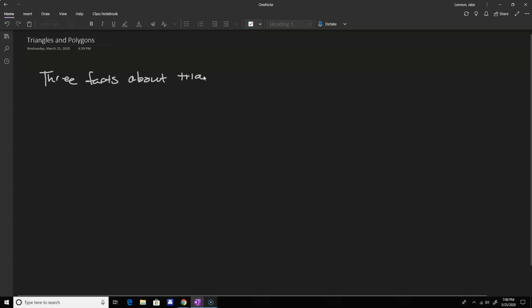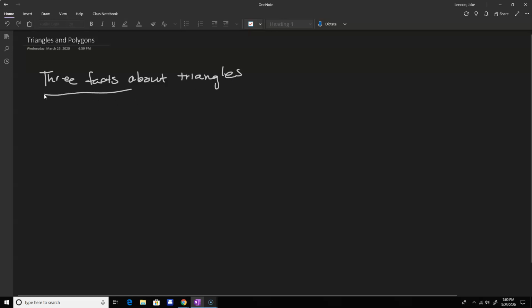So let's start with triangles. Everyone knows a triangle is just a three-sided figure. There are two main things, well, maybe we'll say three. So let's say three facts about triangles. These are the most basic facts before you get into trigonometry and stuff like that that we encounter the most.